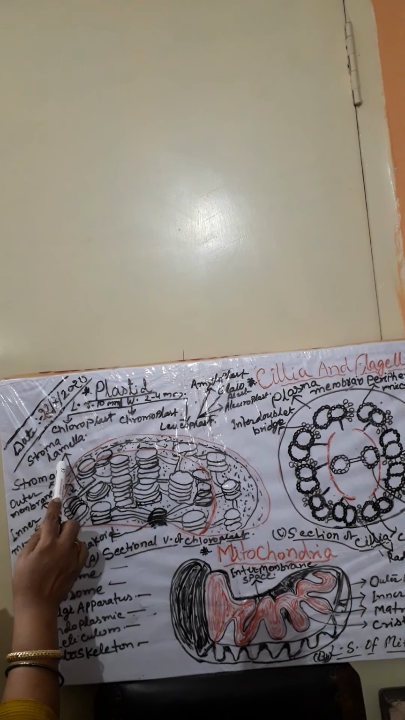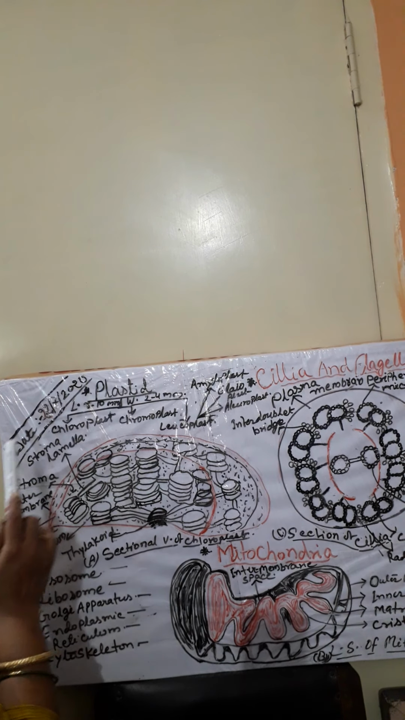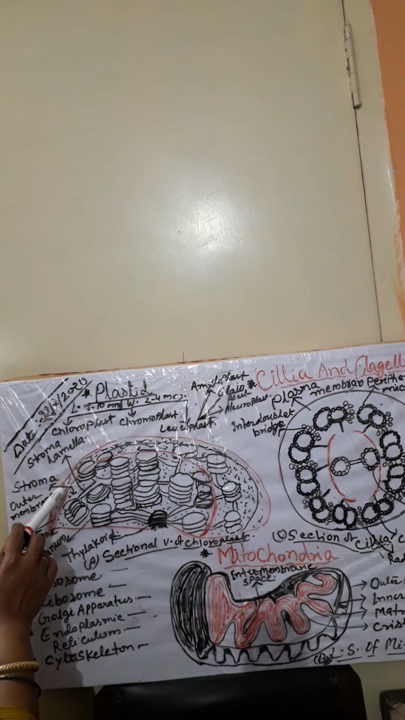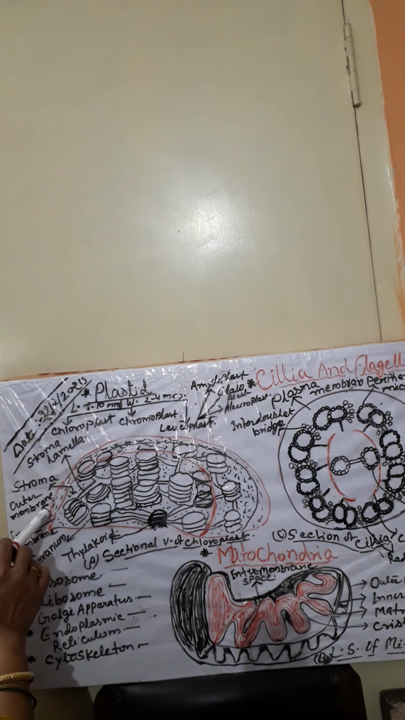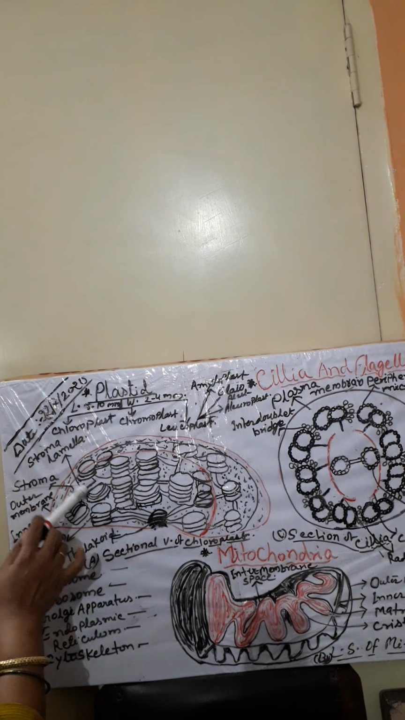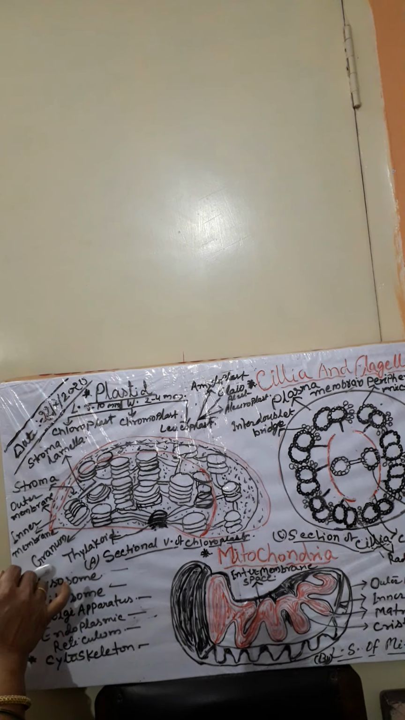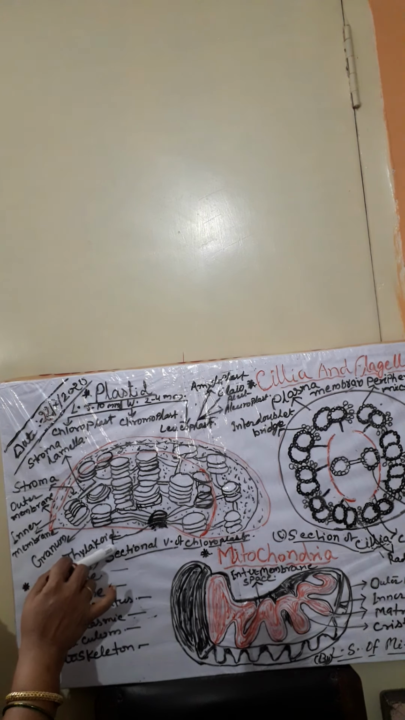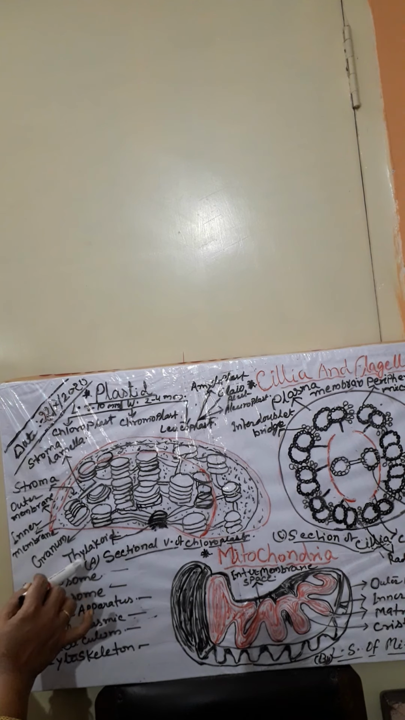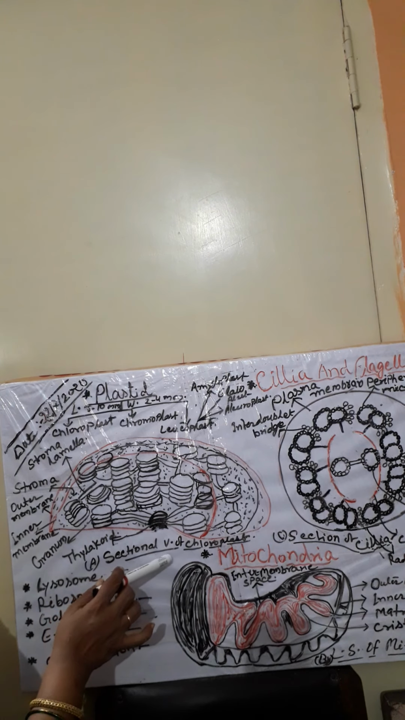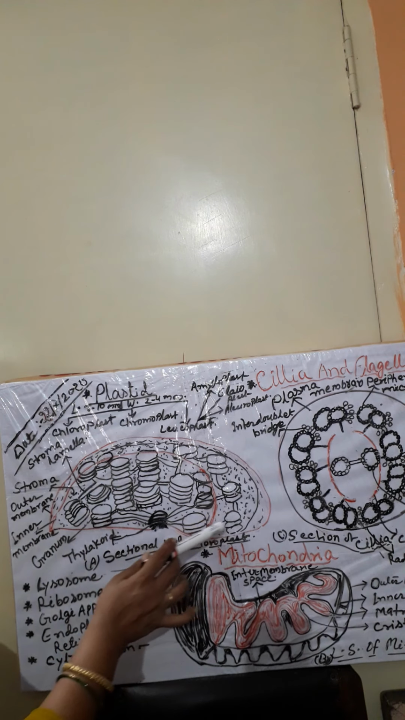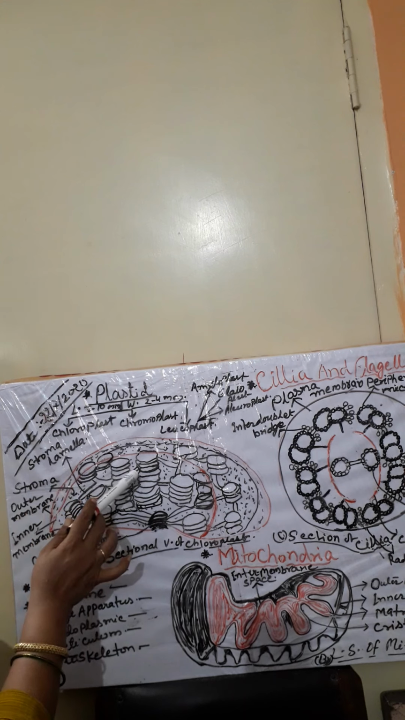Chloroplasts are double membrane bounded. This is the outer membrane, this is the inner membrane, stroma lamella, stroma, granum and thylakoid. These are the different parts of the chloroplast when we cut a section of the chloroplast. So this structure is the sectional view of the chloroplast.